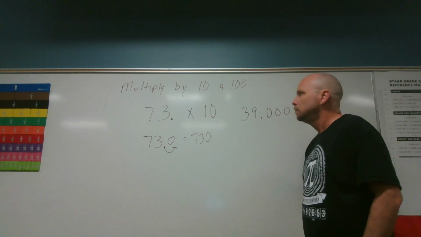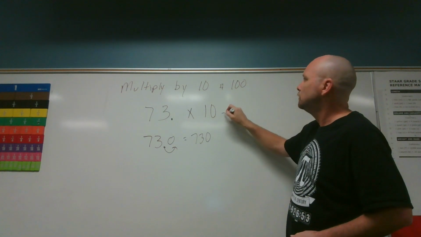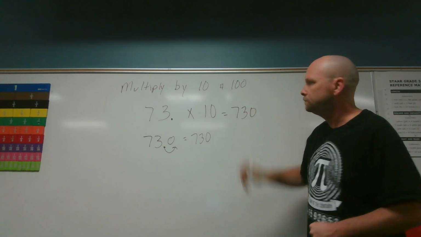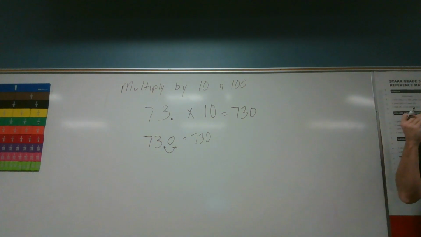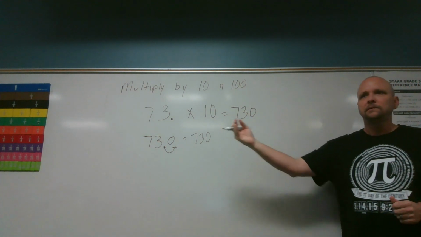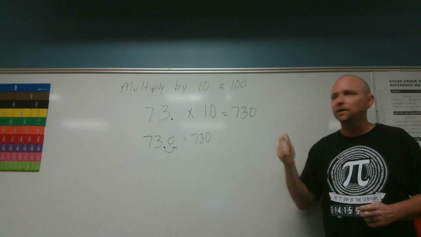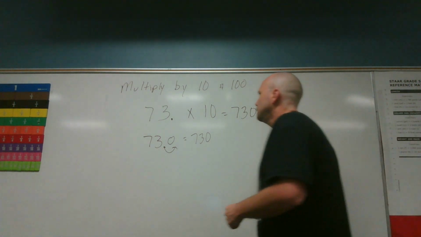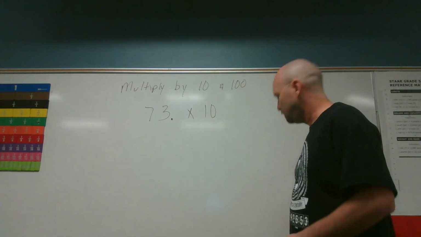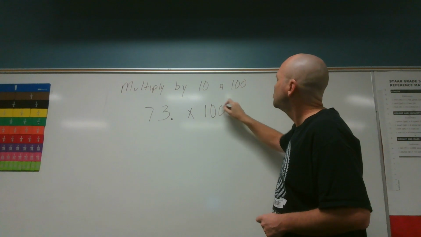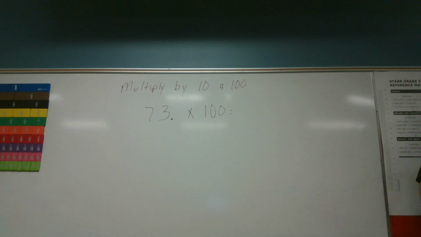Okay? So, 73 times 10 is actually going to equal 730. Okay, we're just moving the decimal point to the right, one place. What if we take it and we multiply 73 times 100? Sanaya, what do you think happens there?